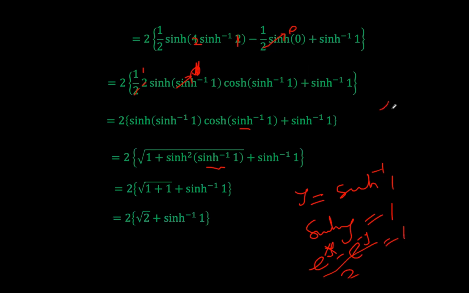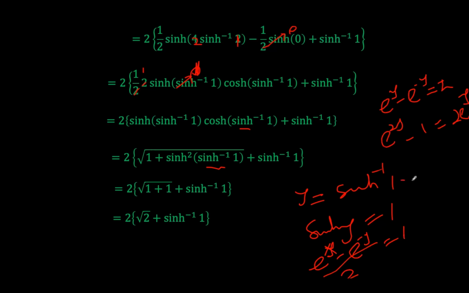And so that means that e to the power y minus e to the power negative y equals 2. Right? So multiply across by e to the power y. So we have e to the power y squared minus 1 is equal to 2 times e to the power y.